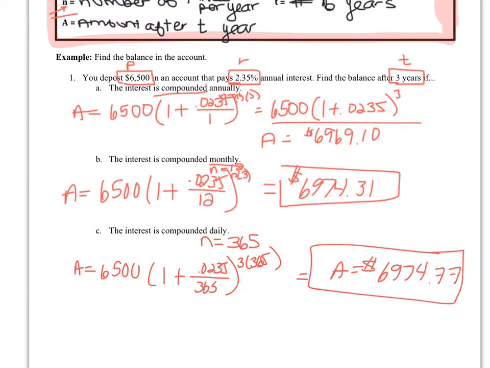So my answer is $6,974.77. So notice if interest is compounded monthly versus daily, it's not that much different, but it does save you about $5 compared to if it was annually. So when you're finished, you can go ahead and move on.